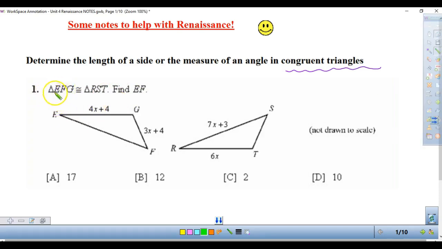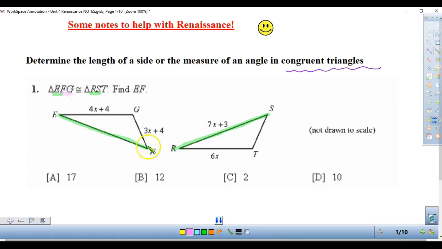If you look at the first two letters of the first triangle, EF in the spelling, we're going to take a highlighter and highlight the side of the triangle EF. Then if you look at the other one, the first two letters are RS. So we're going to find that side and highlight it the same color on the other triangle. So because of the spelling of this congruent statement, EF and RS are the same because they are congruent parts of congruent triangles.